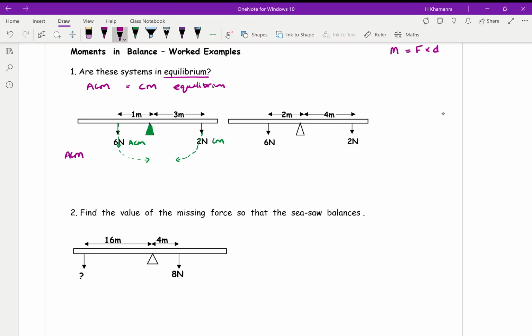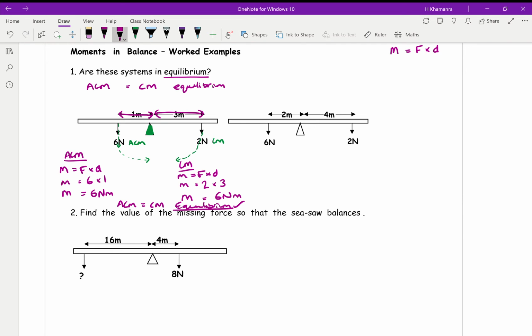So let's go first to the anti-clockwise moment. Moment equals force times distance, and my force is 6. My distance from the pivot is 1 meter, so therefore my moment is 6 newton meters. My clockwise moment equals force times distance. The force causing my clockwise moment is 2. Its distance from the pivot is 3 meters, so that moment is 6 newton meters. So in this case, the anti-clockwise moment equals the clockwise moment, and therefore it is in equilibrium.